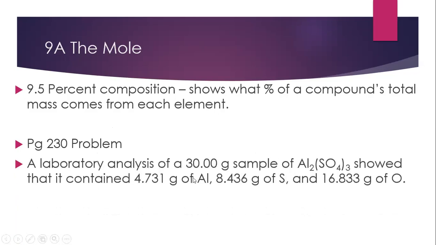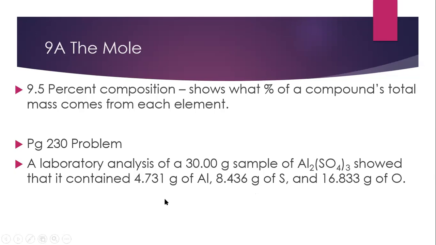A laboratory analysis of a 30-gram sample of aluminum sulfate showed that it contained 4.731 grams of aluminum, 8.436 grams of sulfur, and 16.833 grams of oxygen. So we've got to find out what is the percentage. Now, instead of out of 100%, this is actually giving us a 30-gram sample. So we're going to use this as our whole instead of 100%.